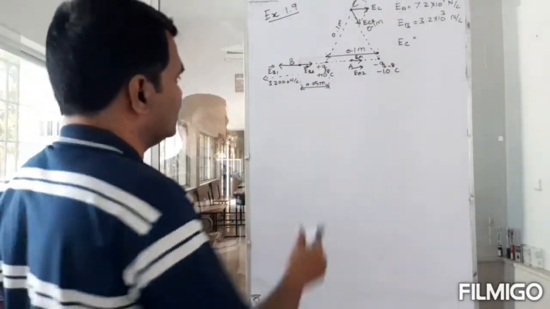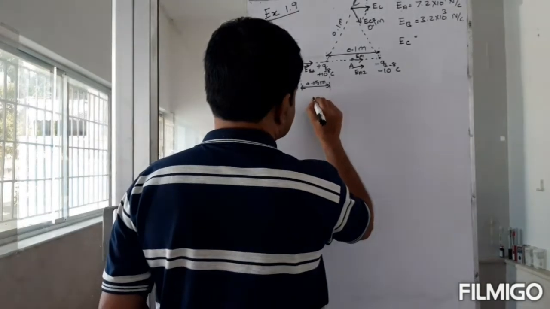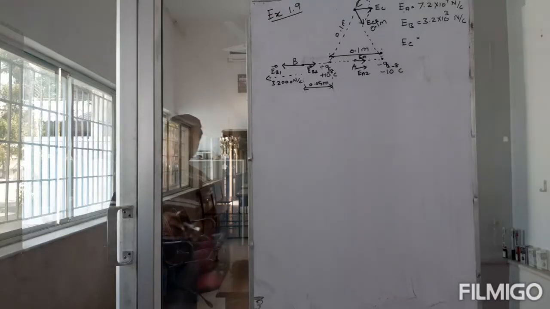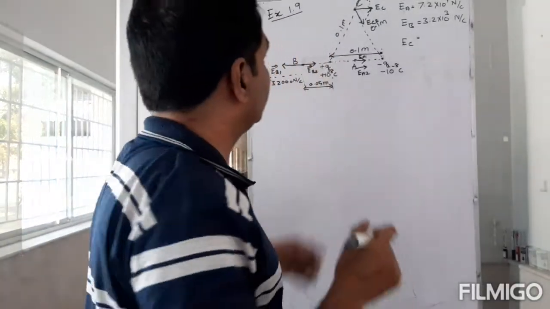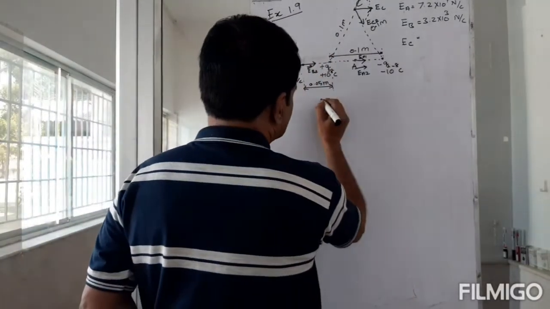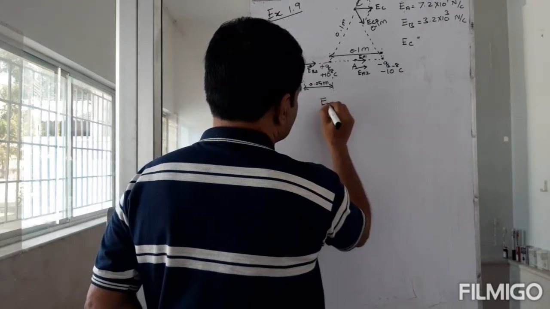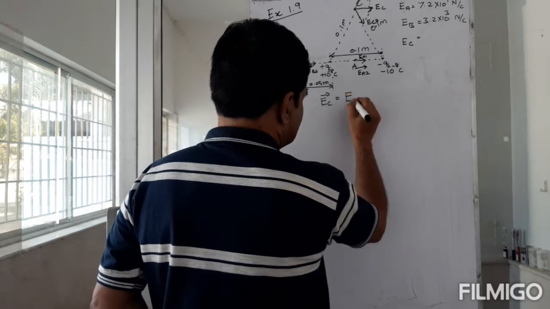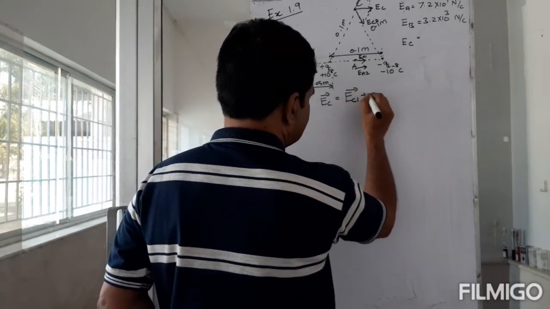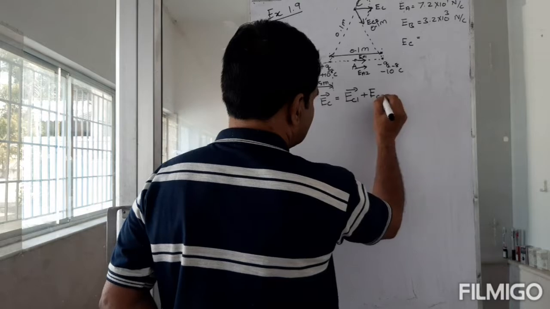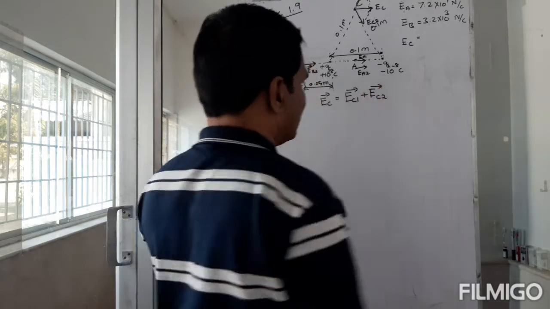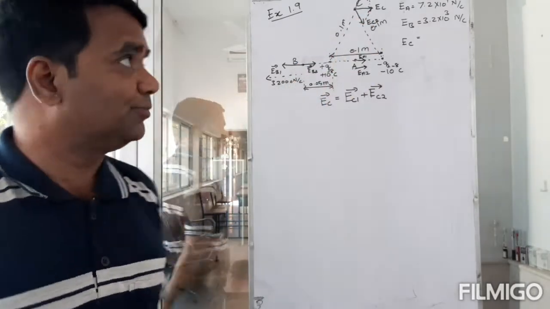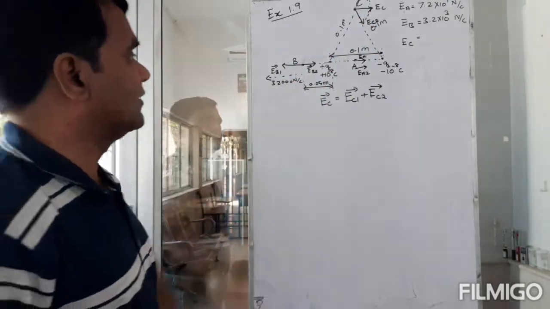That's all. So what do I say? I say EC is actually equal to EC due to 1 plus EC due to 2. I'm going to add them vectorially. First I need to find the magnitude, and then I need to add them vectorially. So that is what I need to do. Okay, let me find the magnitude.